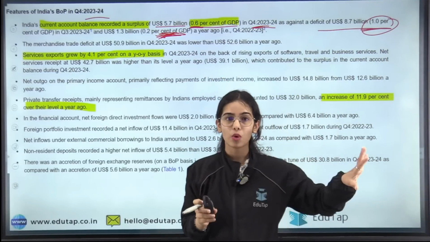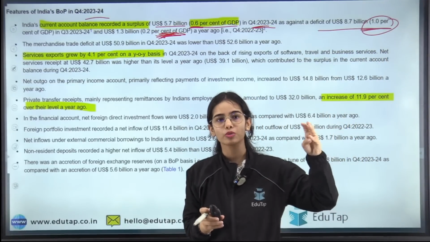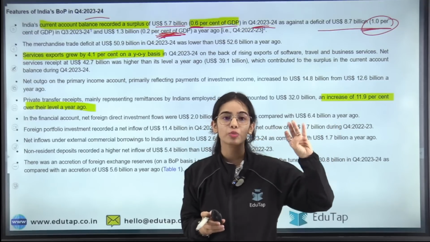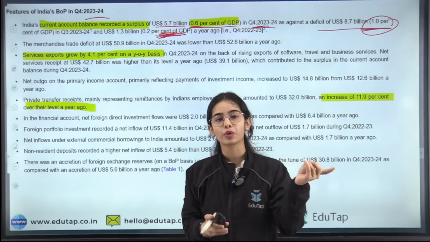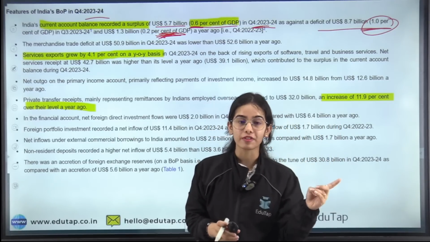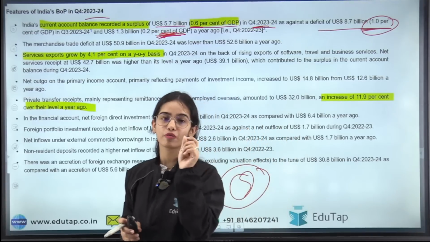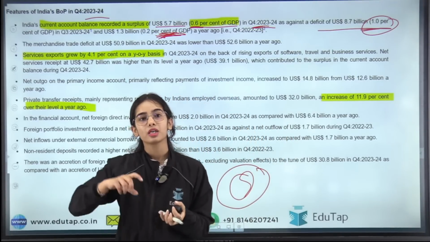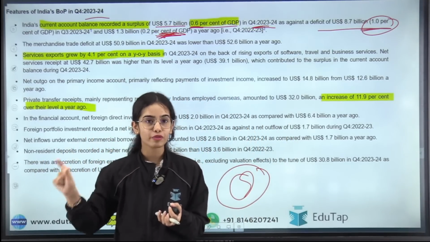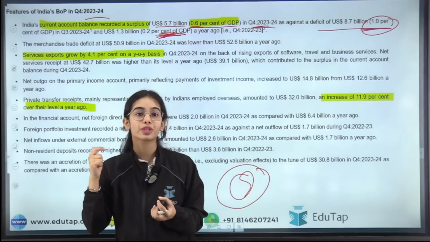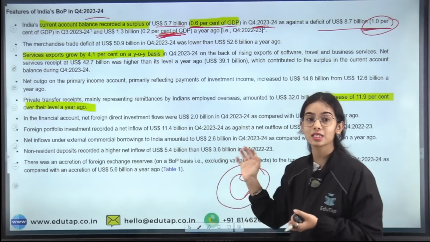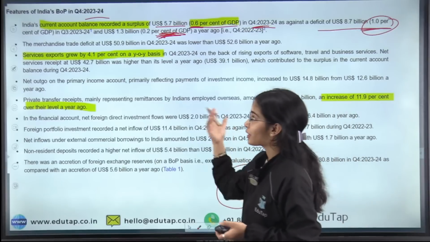So in the previous quarter, that is the October, November, December quarter of 2023-24, we had a current account deficit of 1%, while in the fourth quarter of 2023-24, we have got a current account surplus of 0.6% of the GDP. Okay, so that you can see.